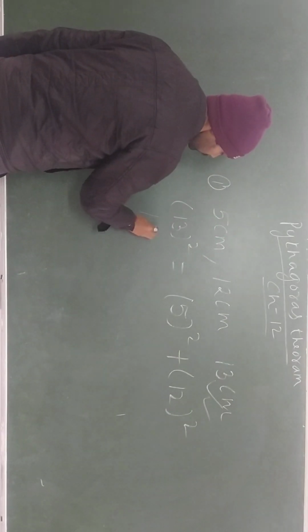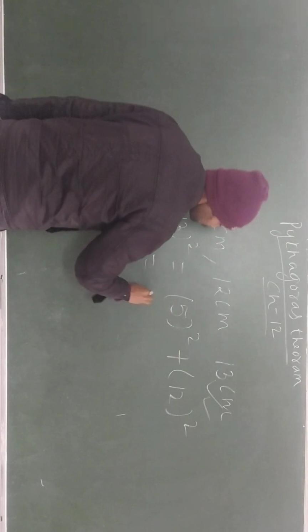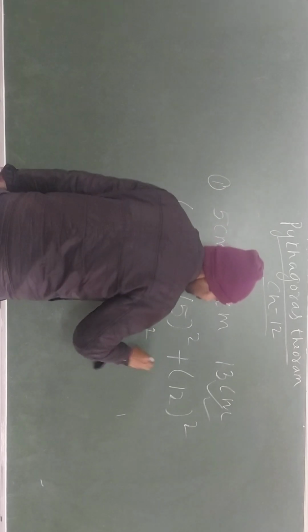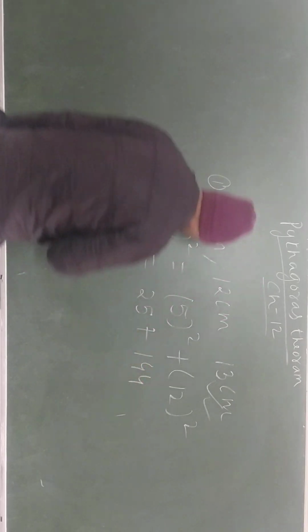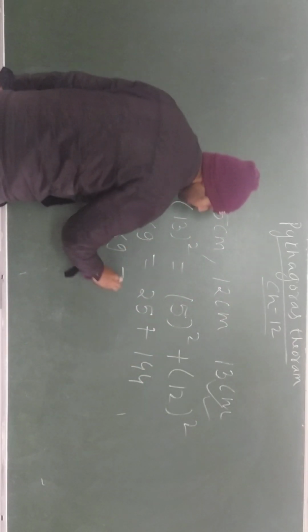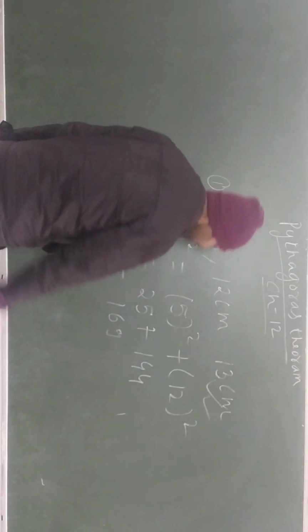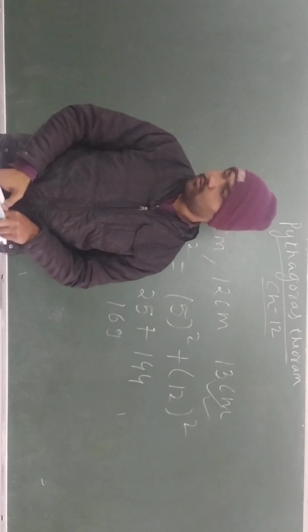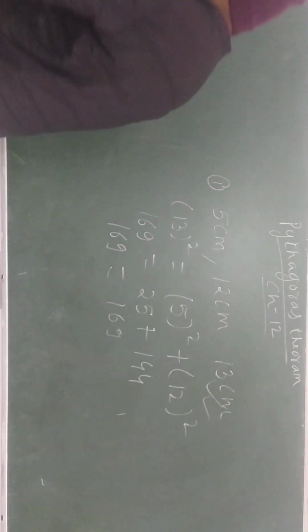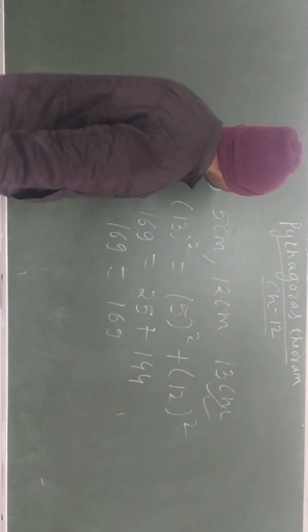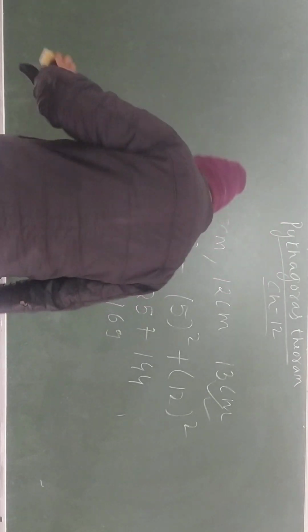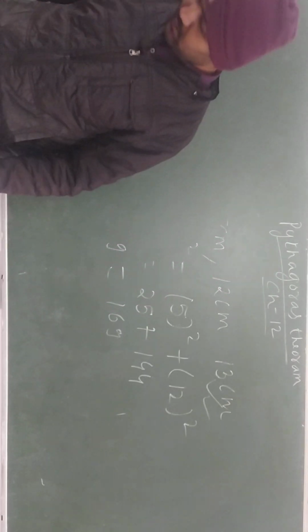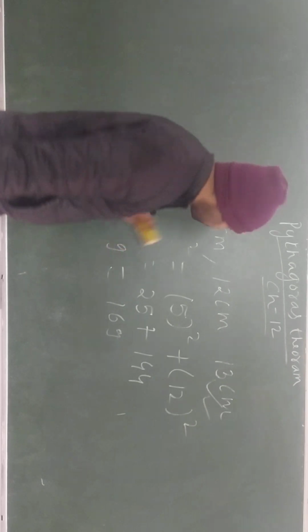So 13 का square we all know 169, 5 का square we know 25 plus 12 का square we know 144. So here 169 will be equals to 169. So we will say yes, it will form a right angle triangle, okay, because it is fulfilling the condition of Pythagoras theorem, है ना. So I hope you all have understood question number 1, है ना.